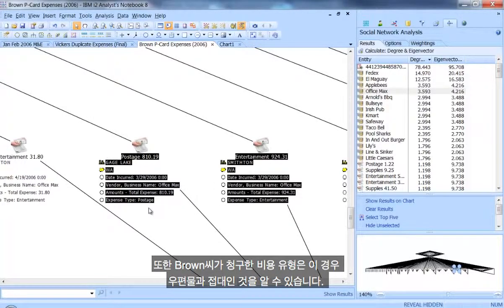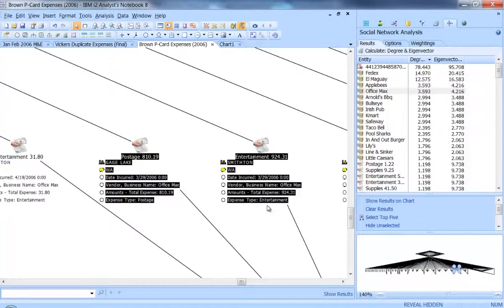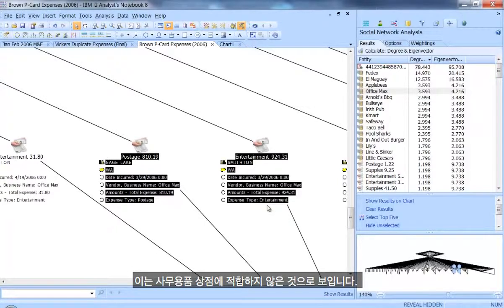Also, notice the expense types that Mr. Brown claimed, in this case postage and entertainment. These seem inappropriate for an office supply store. Again, in just a matter of a few minutes, our analyst has now found evidence of purchase card abuse.